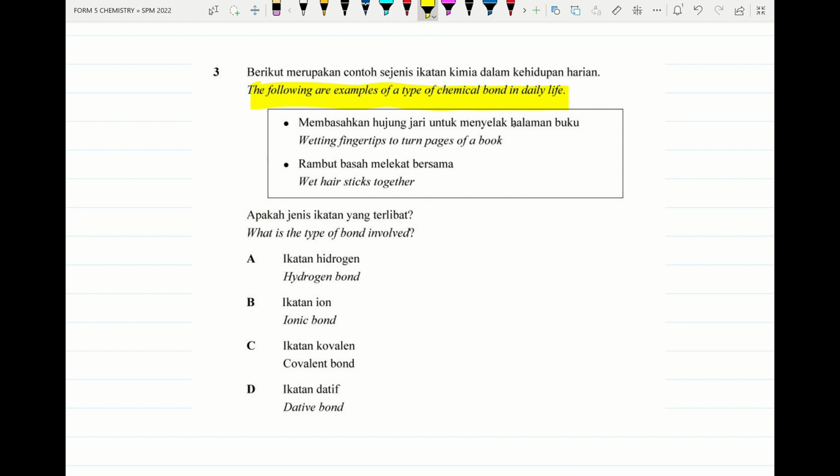All right, so we move on to the next question. Which of the following is an example of a type of chemical bonding? In daily life, wetting a finger to turn a book, so wet pages stick together. So this will be hydrogen bonding. So the answer will be A.